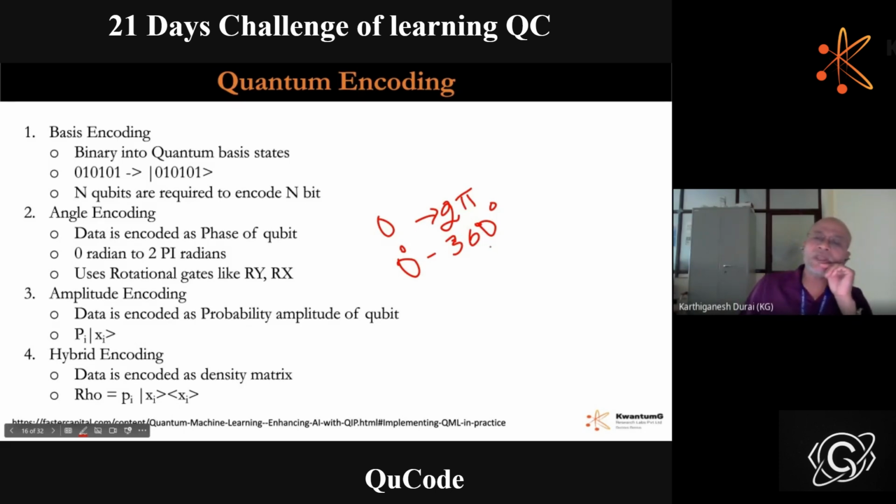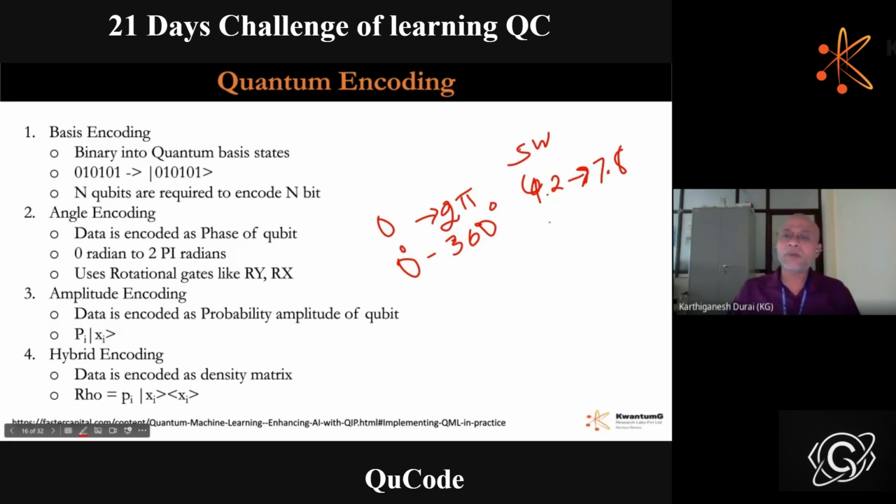So how can we get the radian? For example, assume that your data point is from the iris data set, sepal length, sepal width. The sepal width has values ranging from 4.2 to 7.8. Assume that this is just a hypothetical number, not the exact number.